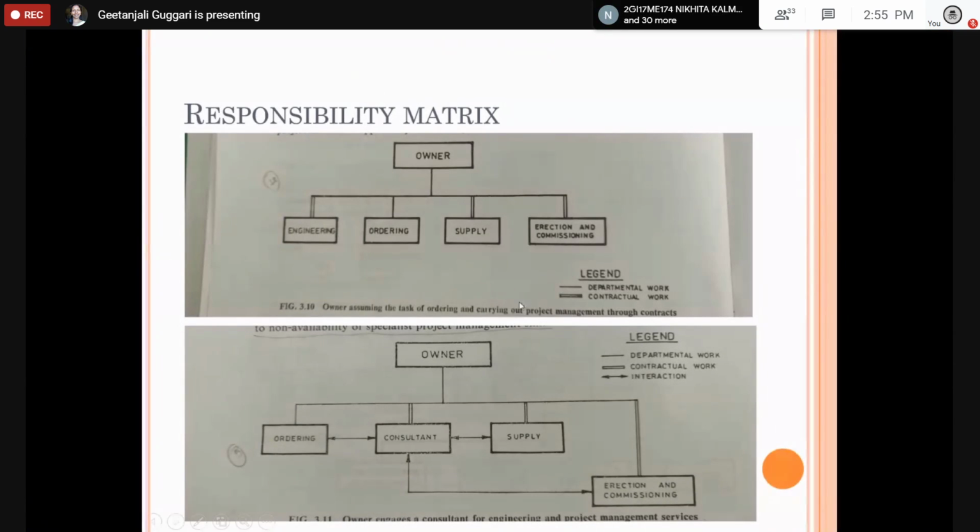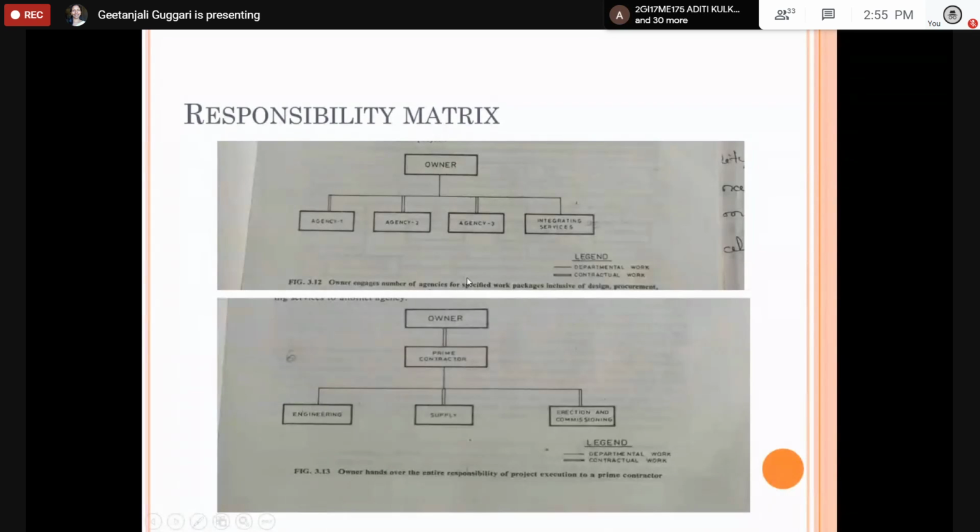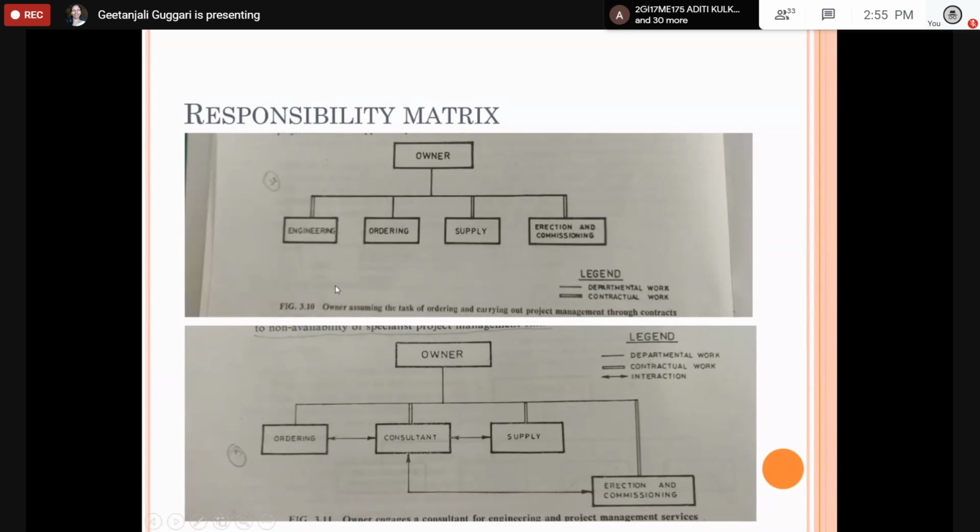Okay. So when the scale of the project increases, what happens? The contractors increase. Here, engineering is also given on a contractual basis, supply also given, and the erection and the commissioning are also given only on a contractual basis. Only the ordering part is with the main coordinator or the main owner of the project.